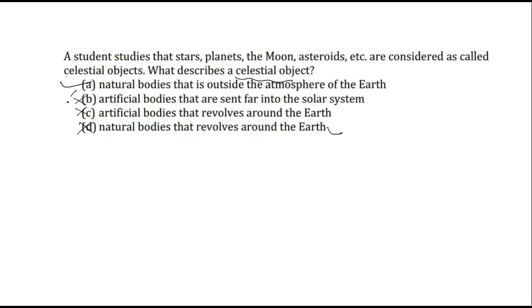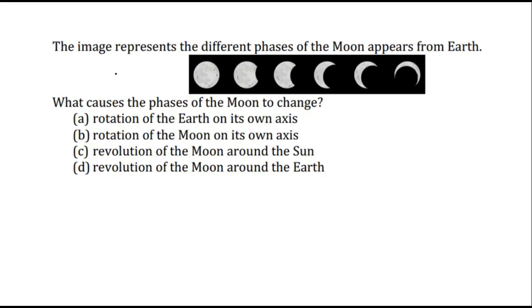So we have to carefully read it before we put a tick mark. So option A. Next, the image represents the different phases of the moon as it appears from the earth. Please recall the video tutorial on how the phases of the moon occur. So what causes the phases of the moon to change? Is it the rotation of the earth around its axis? Definitely not. Day and night occur because of the rotation of the earth on its own axis.